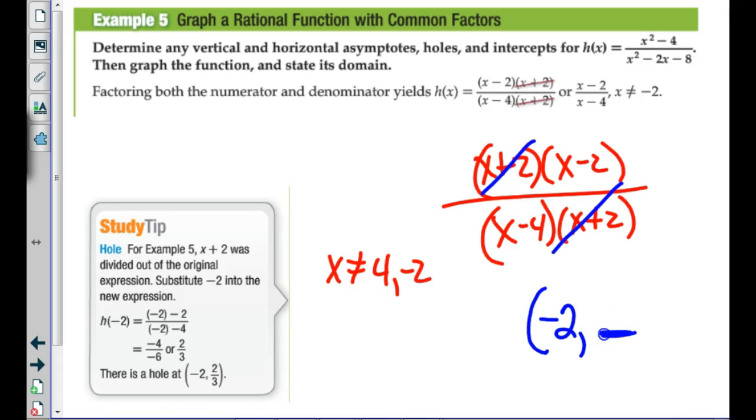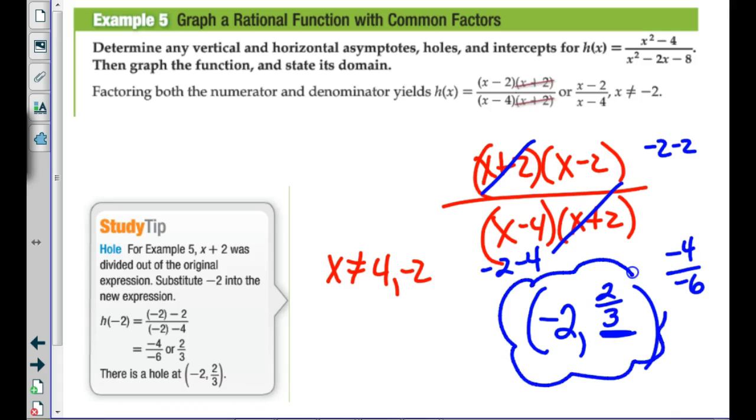How are you going to find this value back here then? You're going to plug it back in after you've canceled that. So if I plug a negative 2 into the top, what do I get? If I plug a negative 2 into the bottom, so the hole actually occurs at negative 2 comma 2/3. There is a hole question on Friday's quiz. We'll practice a bunch tomorrow, okay?